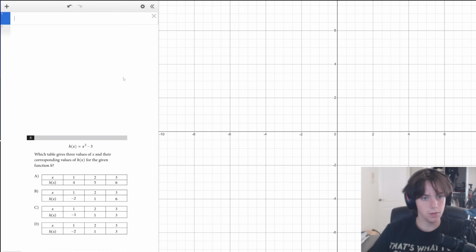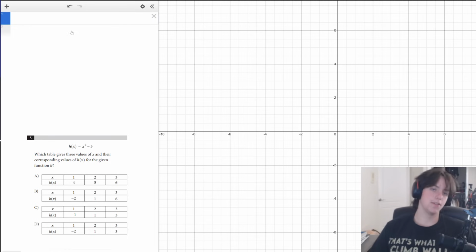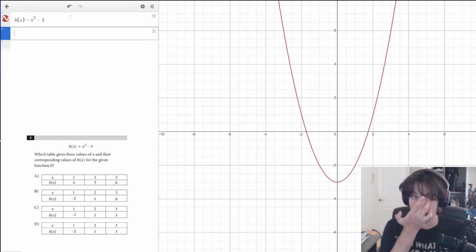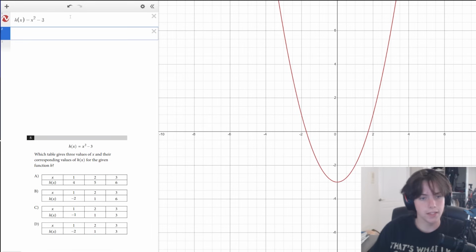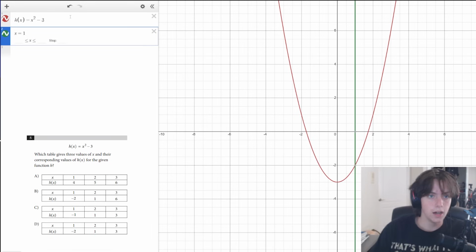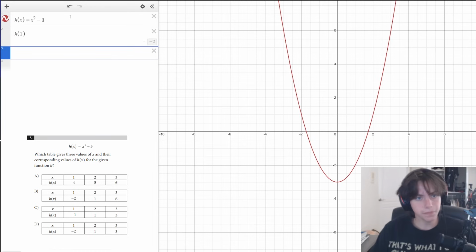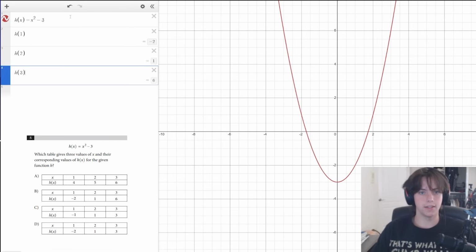Question number 8, which table gives the values of x and their corresponding values of h of x for the given function h? We get 4 tables and h, which is x squared minus 3, and each table has a value of x and its corresponding h of x. This one's easy, we can just plot h of x equals x squared minus 3. You could look at the intercepts at x of 1 if you don't want to do the math in your head. But you could also do what we did last time and write h of 1, h of 2, and h of 3. We see it's -2, 1, and 6, and so our answer is just B, because it's the only table that works.